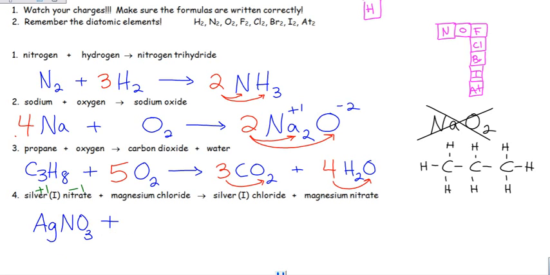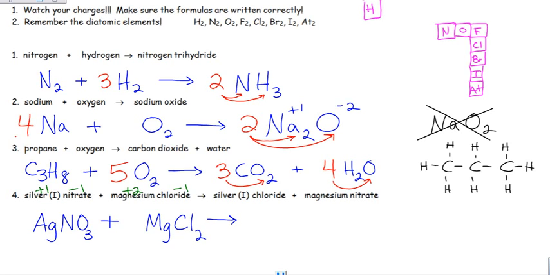Magnesium chloride. Magnesium is in group 2. It's +2. Chlorine -1. To make this neutral, we will need 2 chlorine, Cl2. Sometimes when I have these equations with lots of ionic formulas, I like to write the charges on paper because often the charges will stay the same on both sides of your equation. So if you look it up once, you can use it twice.